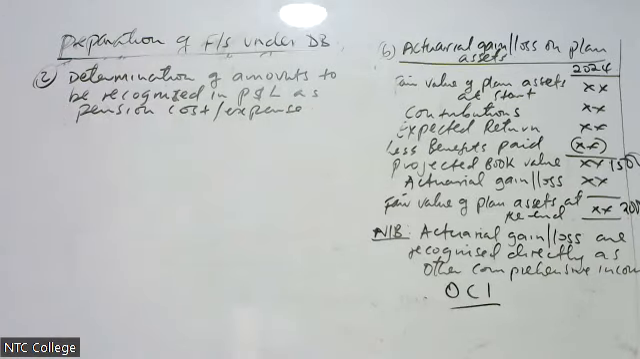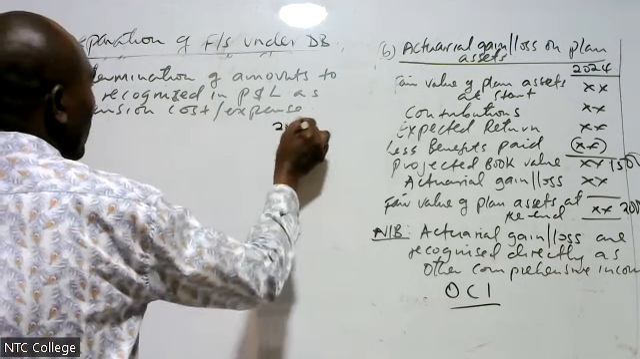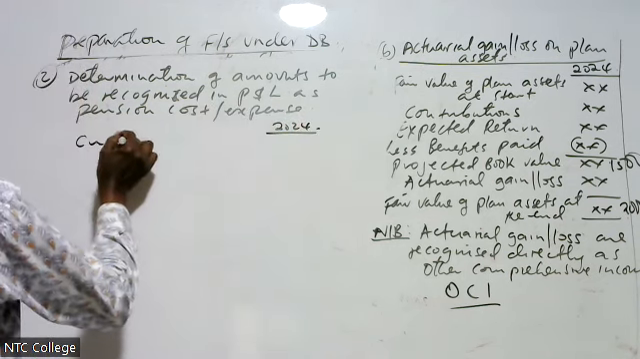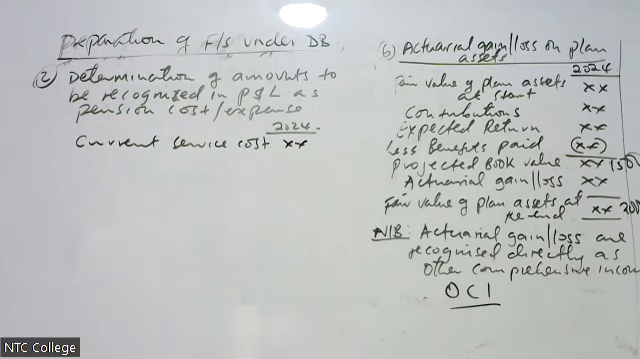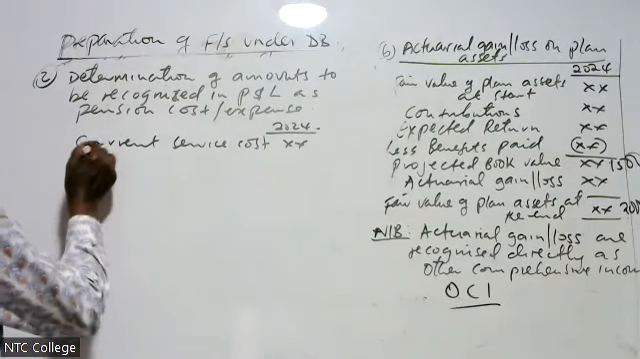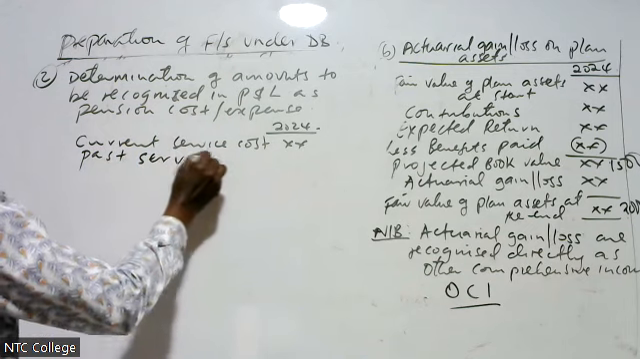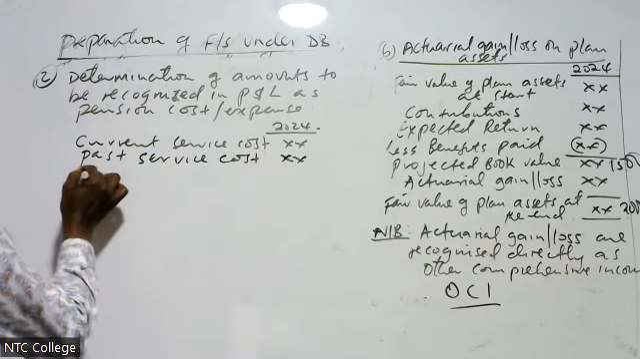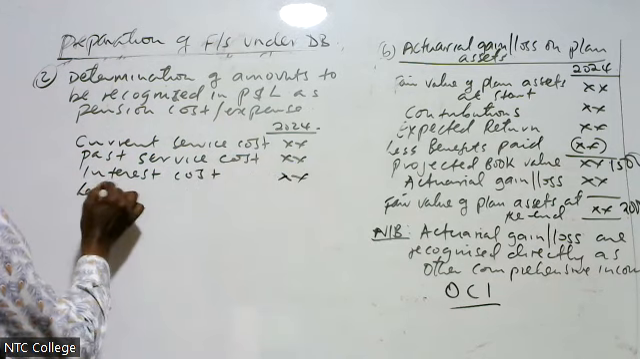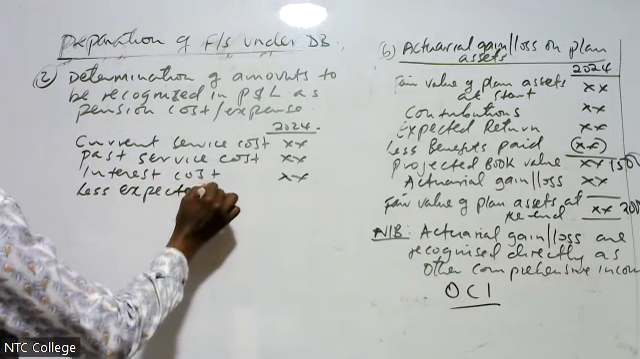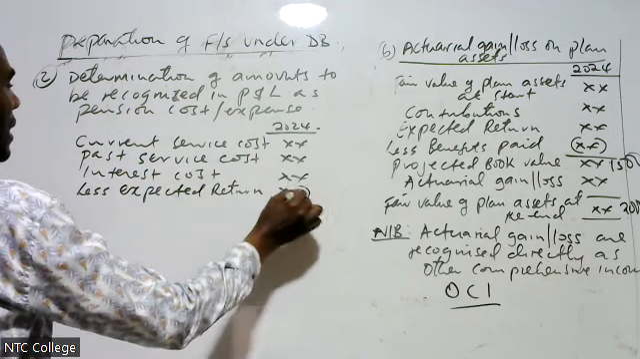Let me assume we are in year 2024. I will take current service cost. We are accumulating the expenses that have arisen in the company so that we report one figure. Therefore, I will take current service cost, past service cost, then interest cost, then less expected return on plan assets.